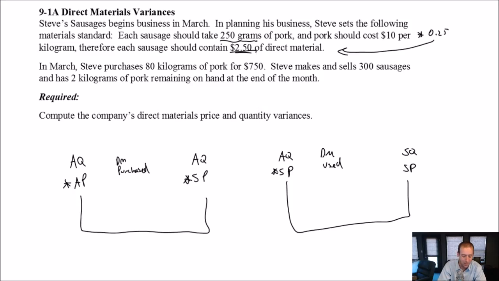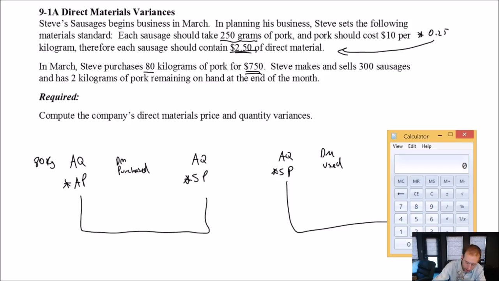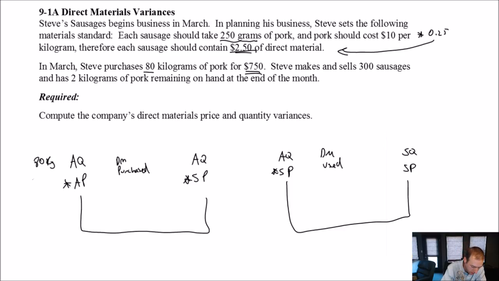Steve purchased how many kilograms of pork? Well, he purchased 80 kilograms of pork. So that's our AQ. Remember, for materials, quantity is going to be measured in kilograms, liters, pounds, ounces, some unit of measure. Actual price, what was the price he paid per kilogram? Well, we don't know the actual price, but we know that in total he paid $750. So let's do some quick math. 750 divided by 80, he paid $9.375 per kilogram.